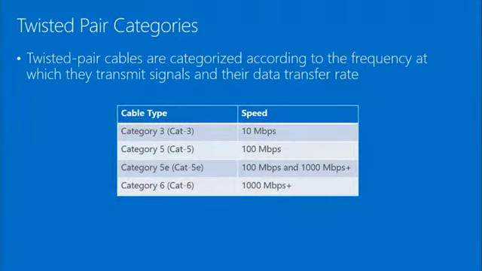Twisted pair categories. There are different categories of twisted pair, and this basically rates the speed that can go over that category. So we have category 3, 10 megabits per second. Category 5, Cat 5, and typically you just say Cat 5 or Cat 3. You may have heard that term or will hear that term in the future. Cat 5, 100 megabits per second. Cat 6, 1,000 megabits per second plus. That plus is important.